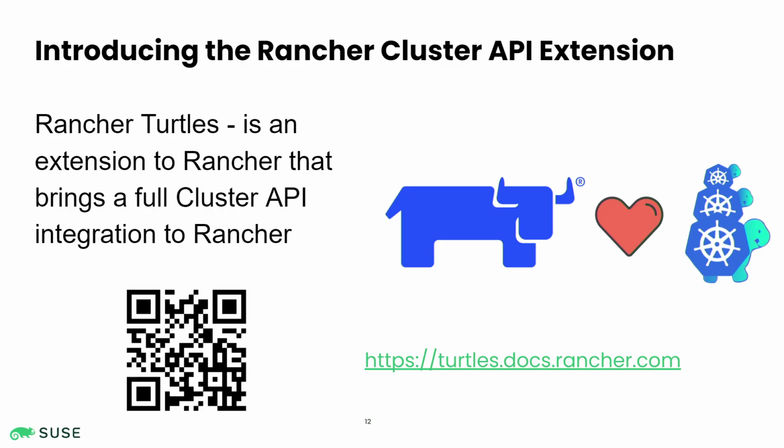Yeah. So introducing the Rancher cluster API extension. So as Daniel mentioned, we built Rancher Turtles. This is how it's called because CAPI is turtles. So that's what we followed. It's turtles all the way down. It's an extension to Rancher that brings full cluster API integration to Rancher. This is a logo, and we have QR code generated if you want to take a look at our documentation, where we have full set of documentation and it's improving.